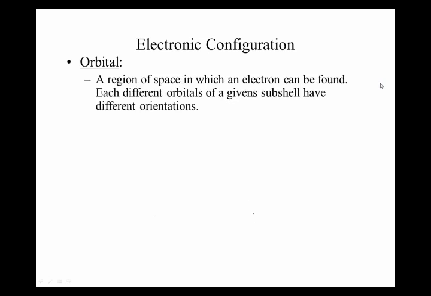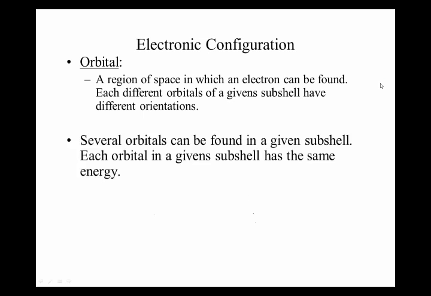So it's that region of space. Several orbitals can be found within a given subshell. Now, each given subshell, s, p, d, and f, no matter which shell it's in, always has a different number of orbitals. But also, each orbital in a given subshell has the same energy. So within 2p, all of the orbitals, which I'm going to draw each as a line, have the same energy, right? But that's still higher in energy than 2s, right?